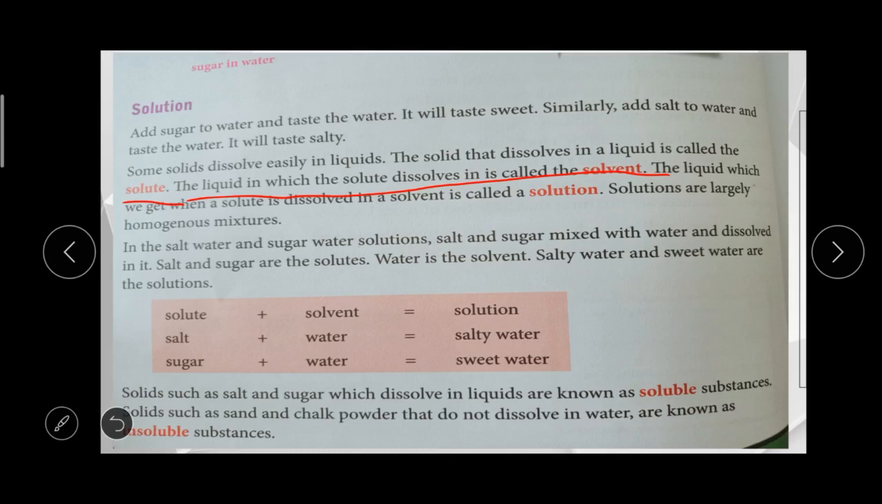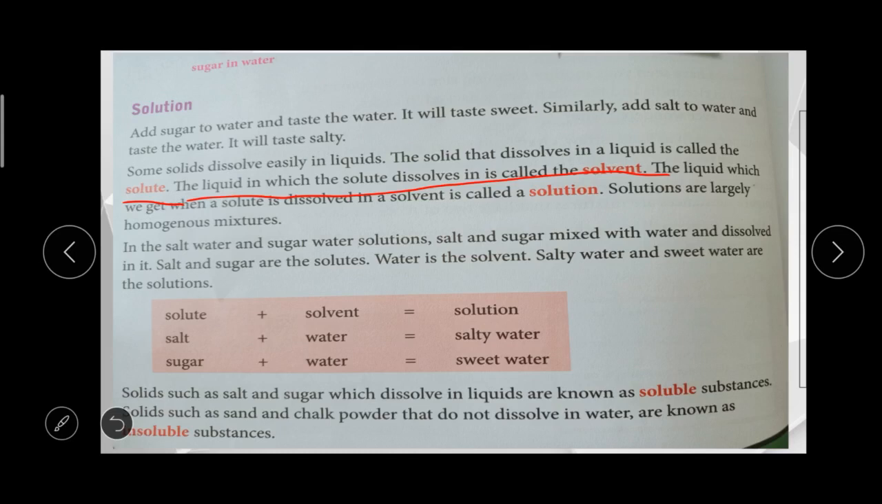So solutions are mostly homogeneous mixtures. In salt water and sugar water, salt and sugar are mixed with the water and dissolved. We cannot see the sugar or salt in the water because it is totally dissolved. Water is the solvent, and sugar and salt are the solute.